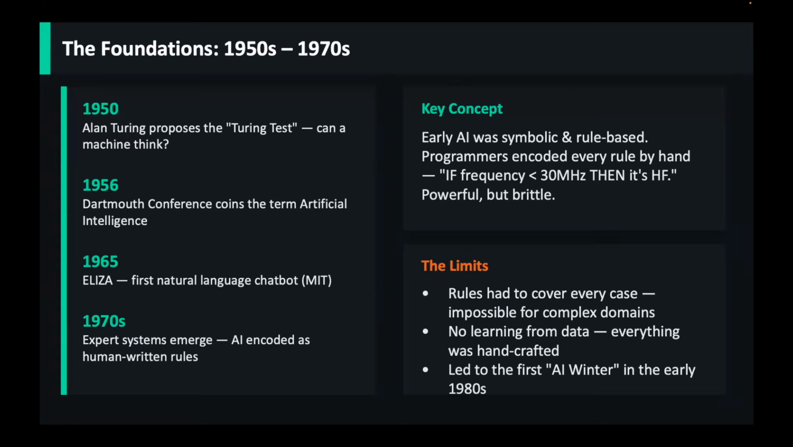But every one of the things that the AI knew, the reason it knew it is because somebody programmed it into it. Like if the frequency is less than 30 megahertz, then it's HF. So it could do things, but it was very brittle because it was kind of a static program. 1956, Dartmouth Conference coined the term artificial intelligence.